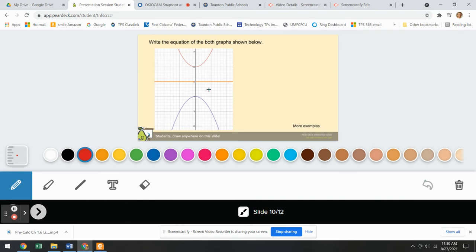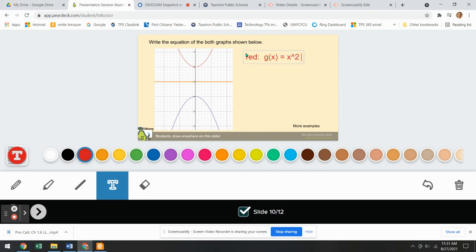Write the equation of both graphs shown below. So you have to kind of just go back and take a good look. We don't have the origin here. Don't be faked out that the part where my cursor is the origin. The origin's actually way down here somewhere. So let's tackle the red one first. We can see that the parent function is y equals x squared. And then this red graph looks like they just took that y equals x squared and they moved it up 6 units. So I'm going to put red and I'll call it g of x equals, and to move something up, we do the x squared first and then we'll add 6.